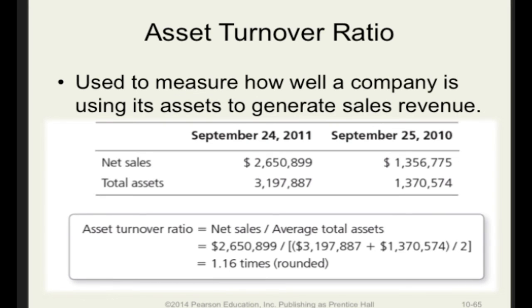The asset turnover ratio is used to measure how well a company utilizes its assets in generating sales. It is a simple calculation of net sales, after deducting sales discounts, returns, and allowances, divided by average total assets. Now, average total assets is the beginning of the period total assets plus the end of period total assets divided by 2. And in this case, you can see that 1.16 is the asset turnover ratio in this example.